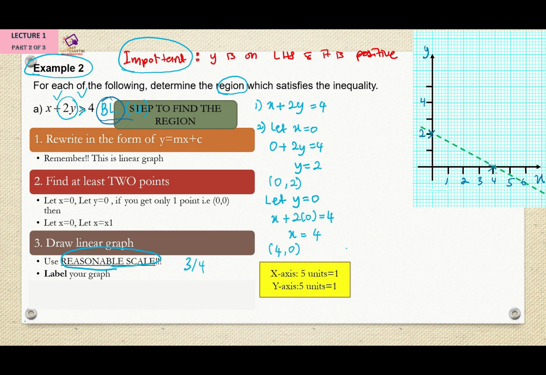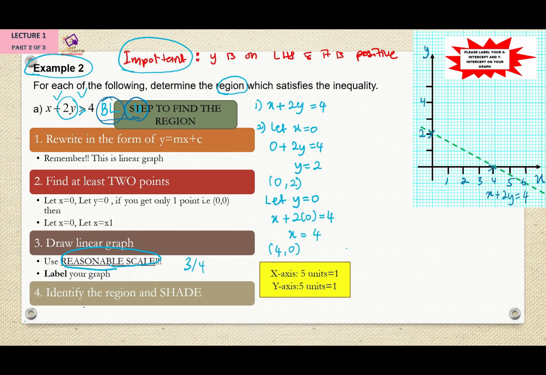Student, you need to ensure that your broken line or your linear graph doesn't stop at (4, 0) or (0, 2), because there is no limitation for this linear graph. So you need to draw it passing through the points (0, 2) and (4, 0). Next, you need to label your graph: x plus 2y equals to 4. At this point we didn't use inequalities, but we are using equal 4.